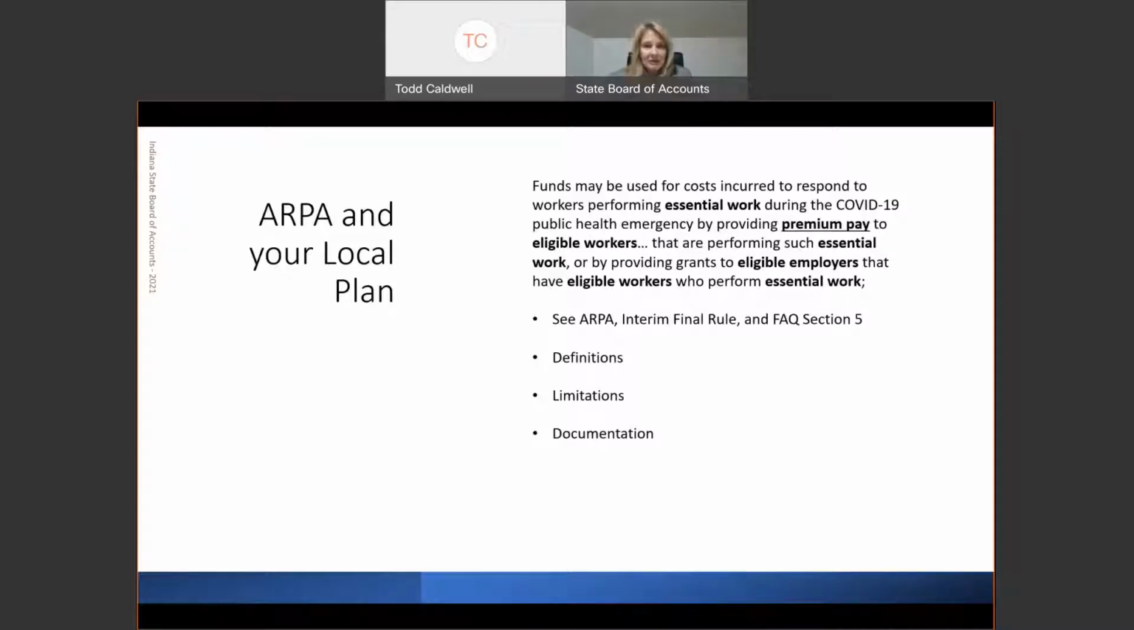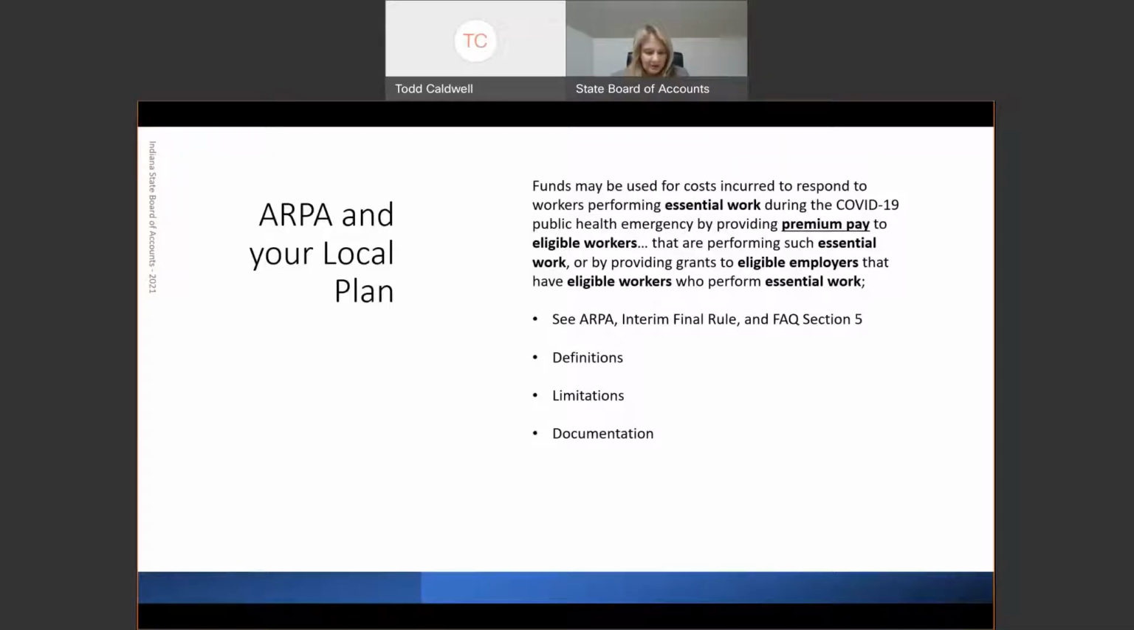And as always, you should maintain documentation and explanation that the premium pay meets definitions and the requirements of the ARPA and the interim final rule. So you'll want to look through all of those definitions and make sure you have all of that set forth. Now, there's also provisions for eligible employers, and that also is defined in the statute who an eligible employer is. If you do decide to do that, then disbursements to grantees does need to be documented in a written agreement.